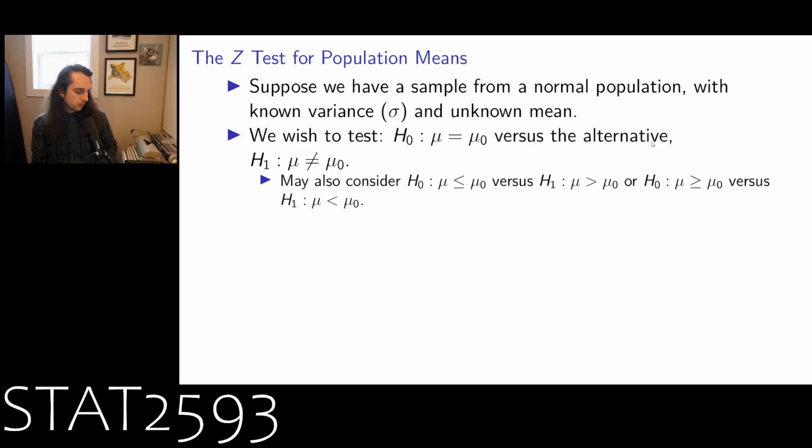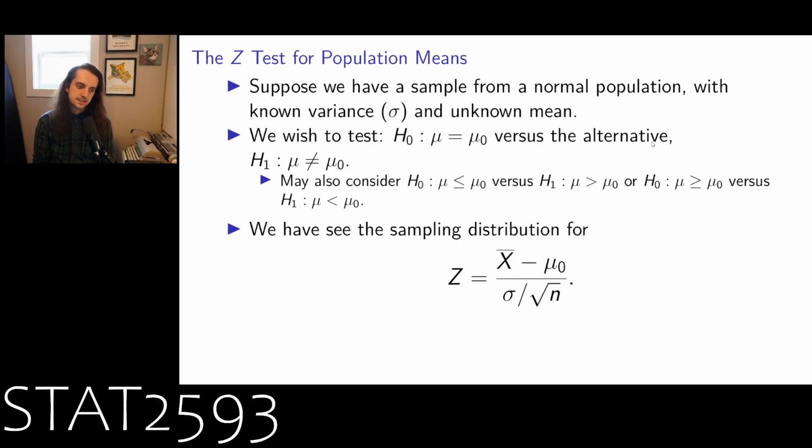Now, I would point out that we could also be testing the hypotheses H naught: mu is less than or equal to mu naught versus it being greater than, or H naught: mu is greater than or equal to mu naught versus being less than. Notice that in the null hypothesis, we always have the equal sign, right? We need that equality value. And it turns out that any of these three hypotheses are going to be tested in basically the same way. It's just going to change how we compute the p-value ever so slightly.